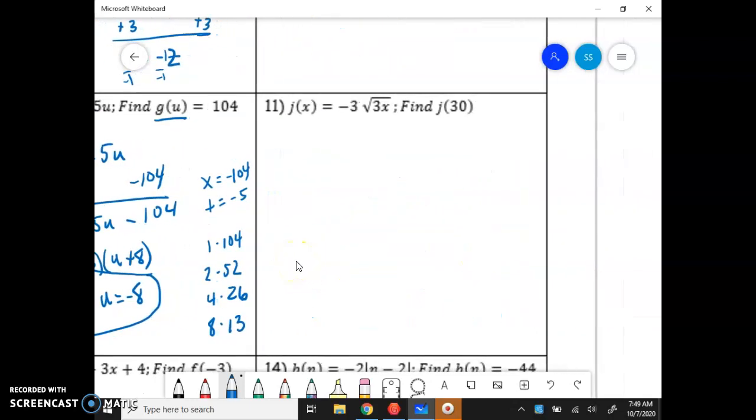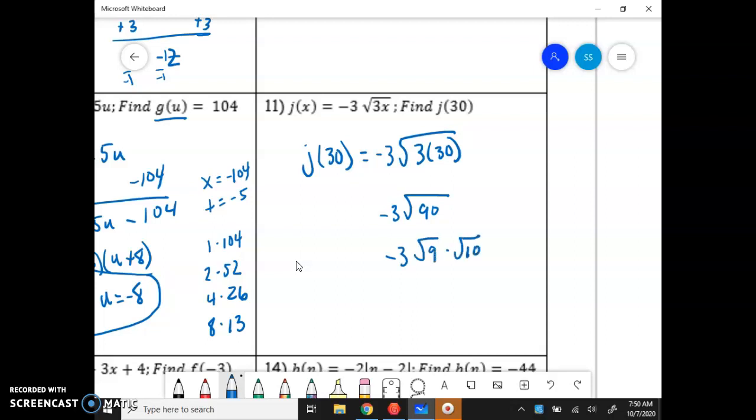Number 11. This is probably mostly going to be calculator work for you, but I'll go ahead and solve it. So go ahead and plug in the j of 30. Everywhere you see an x, 3 times 30. And now we just go ahead and we solve this. We need to start inside or underneath this square root symbol. So we're going to 3 times the square root of 90. And then you break this apart, you're looking for a square. I think we're going to get 3 times the square root of 9 times the square root of 10.